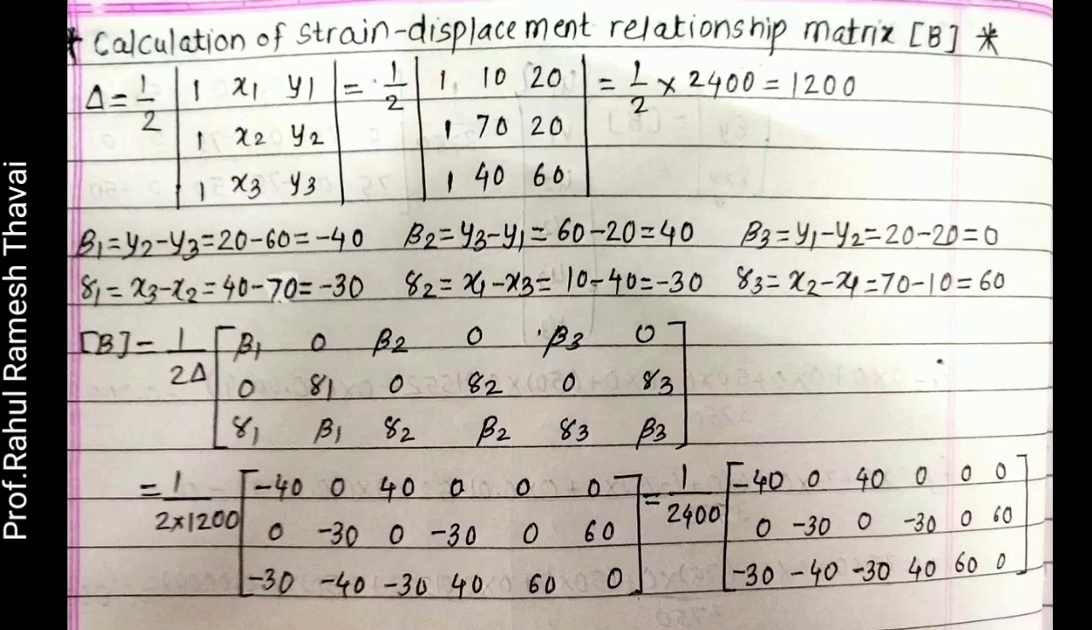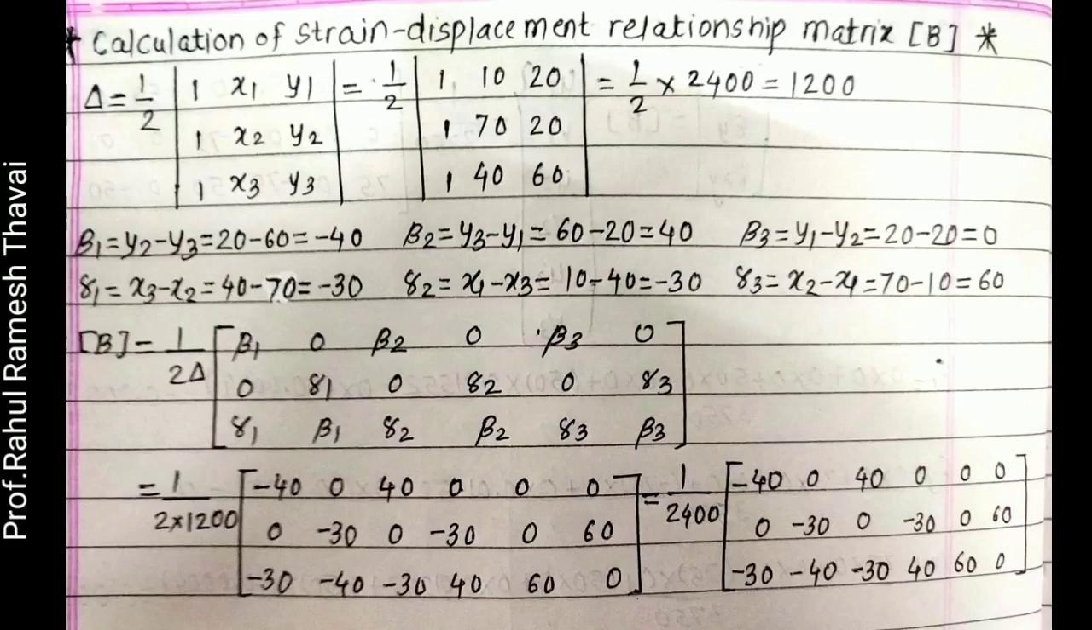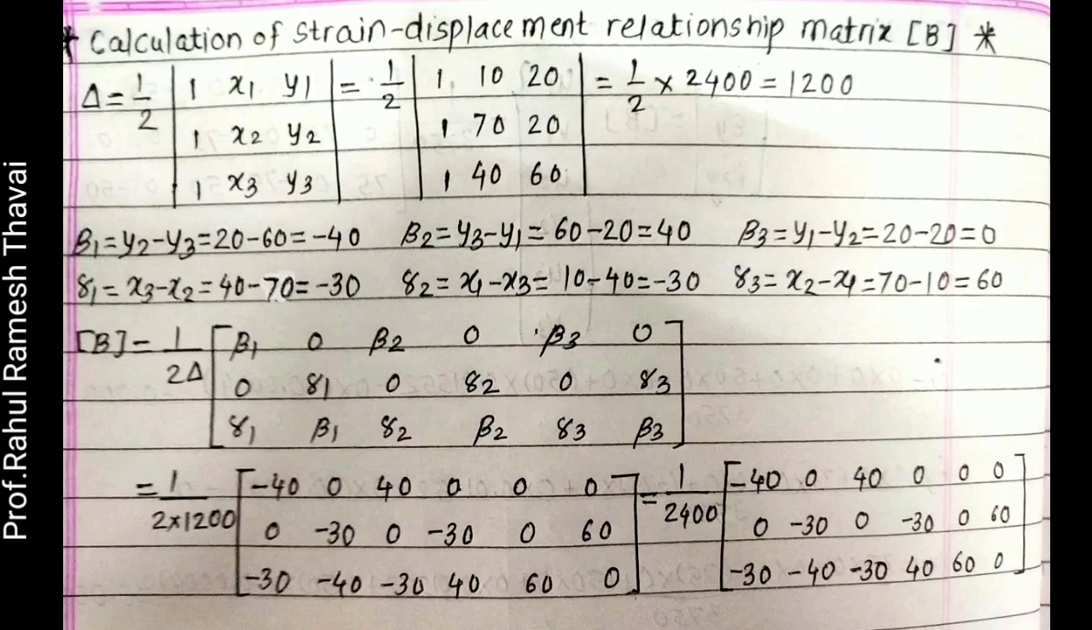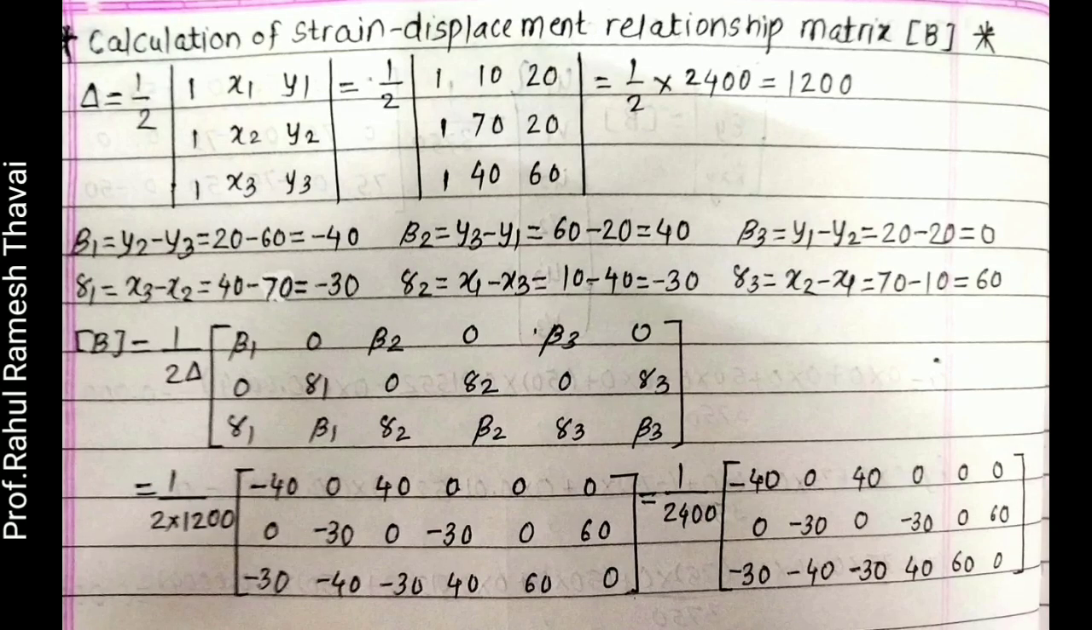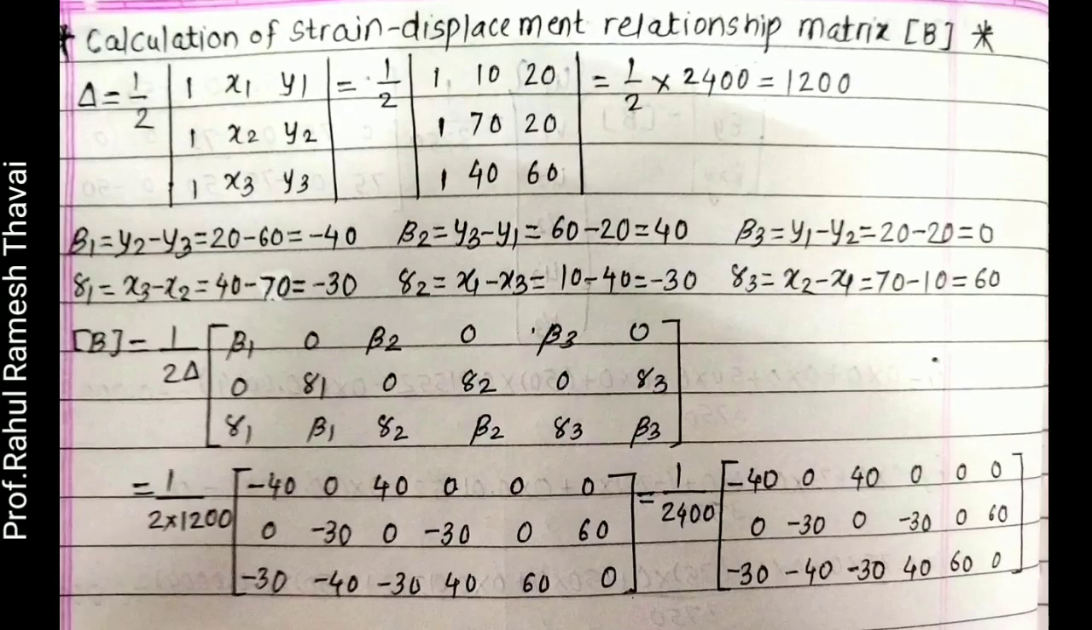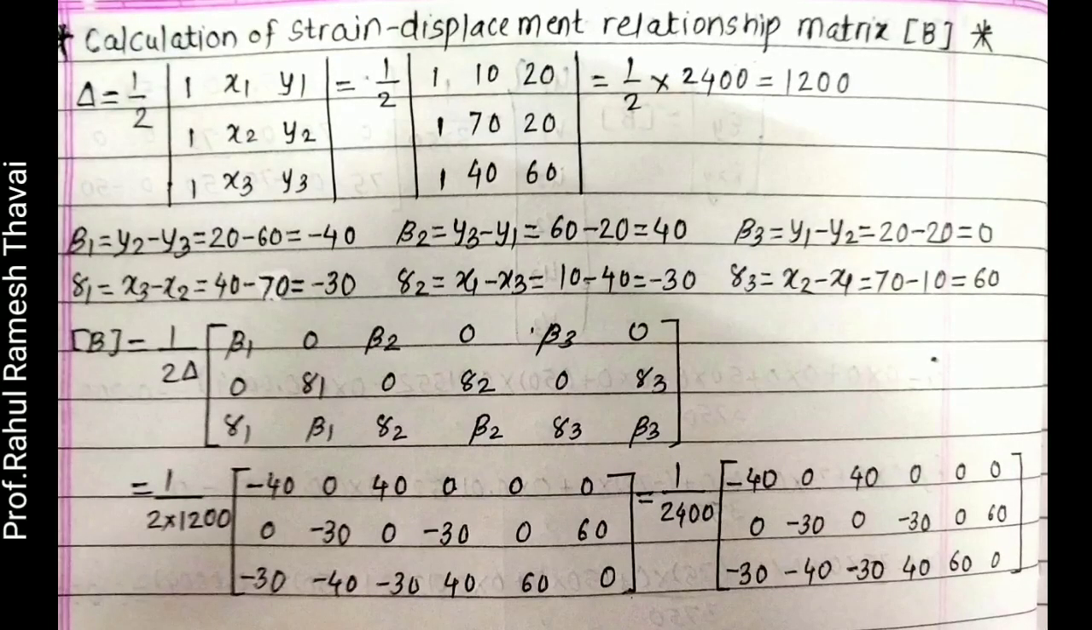So we will start first with the calculation of area, that is delta. When we have seen the derivation for shape functions for three noded triangular element, at that time we have seen it is given by 1 by 2 into determinant of [1 x1 y1; 1 x2 y2; 1 x3 y3]. So delta is equal to 1 by 2 into determinant of [1 10 20; 1 70 20; 1 40 60]. So the determinant I am getting as 2400, so I will get the value of area as 1200.